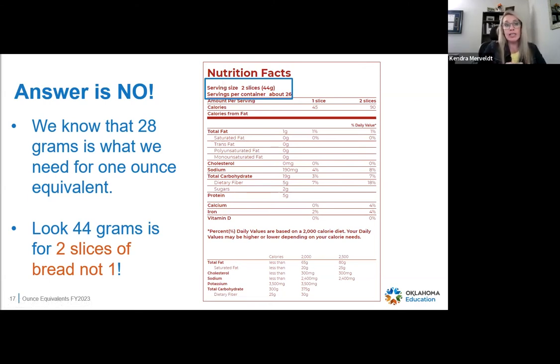Now, maybe you're serving a sandwich. If you did serve a sandwich, you're usually using 2 pieces of bread. This would be okay because you're serving a total of 44 grams and they just need a minimum of 28 grams.